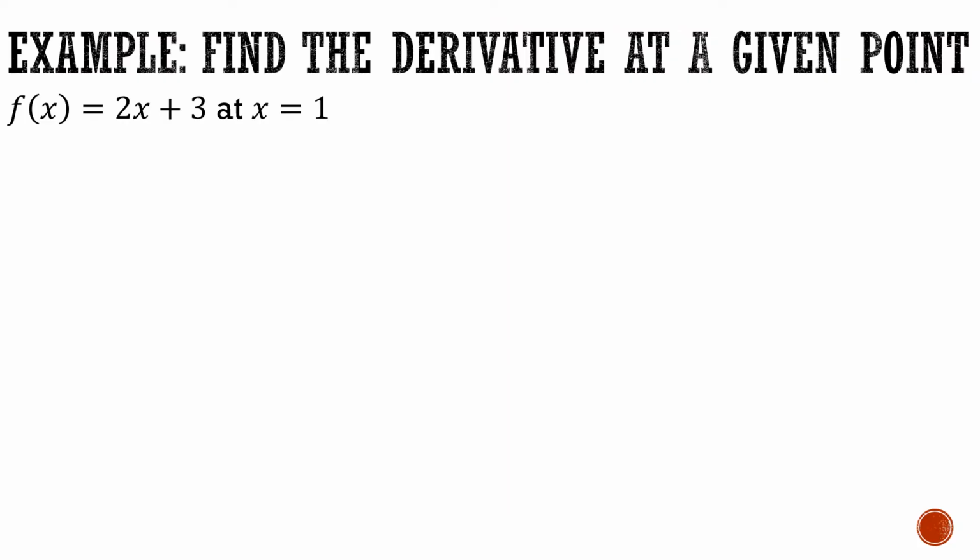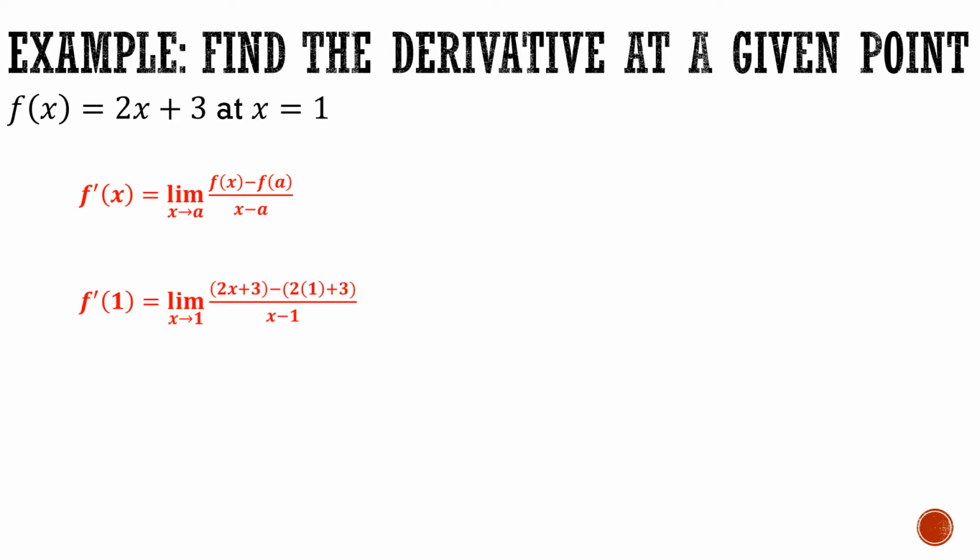All right, so our first example says find the derivative at a given point. Our function is f of x equals 2x plus 3, and the x value of the point is x equals 1. I'm going to start with my formula, and again, I'm using this formula because they gave me the x value. They told me that x equals 1. So I'm just setting up my original formula, and then I'm going to start plugging into it. Every time I see an a, I'm putting a 1. Basically that x equals 1 is my a.